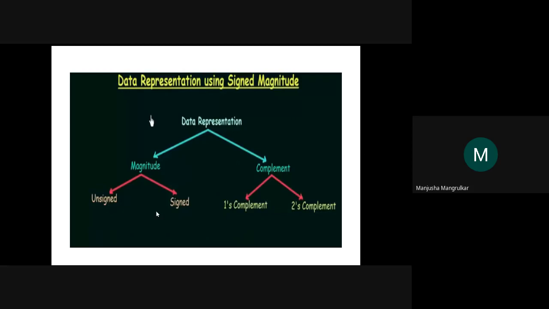So data representation has two types: magnitude and complement. In magnitude, there are unsigned and signed. So now we have seen that unsigned data is positive data.